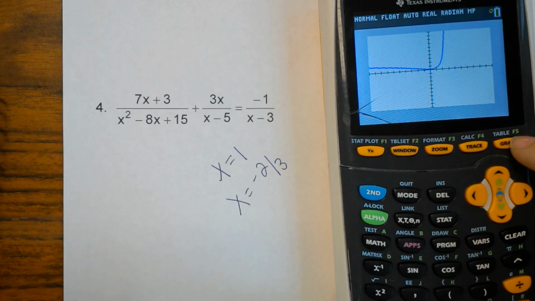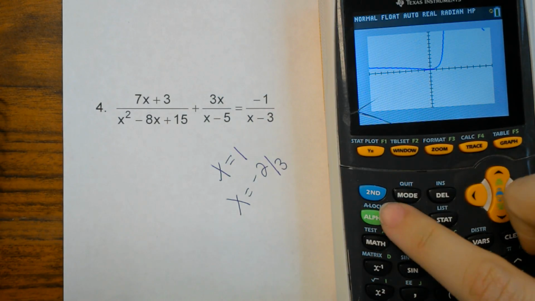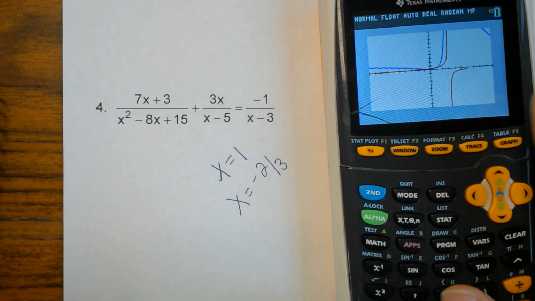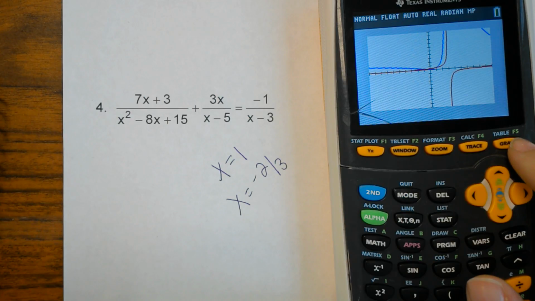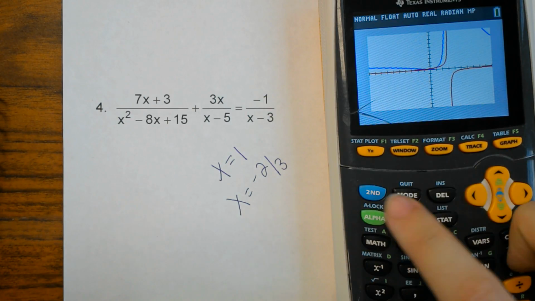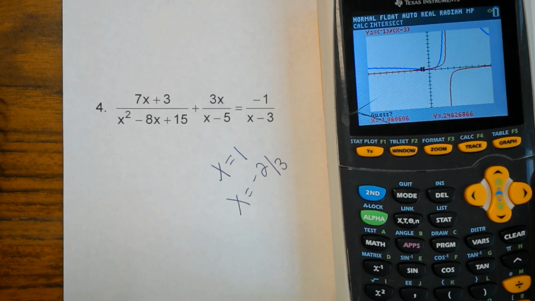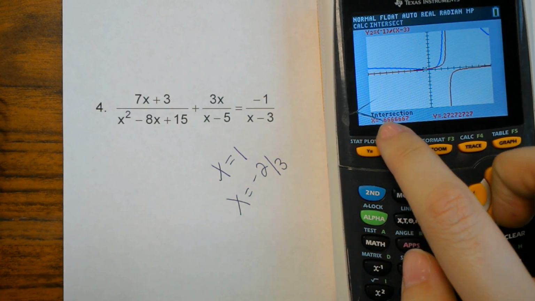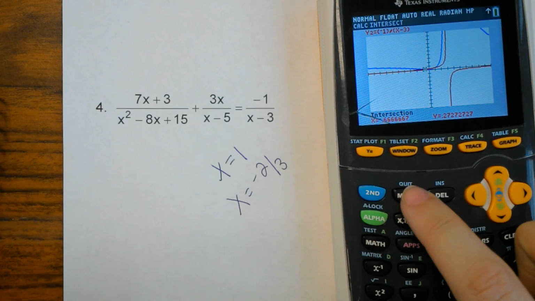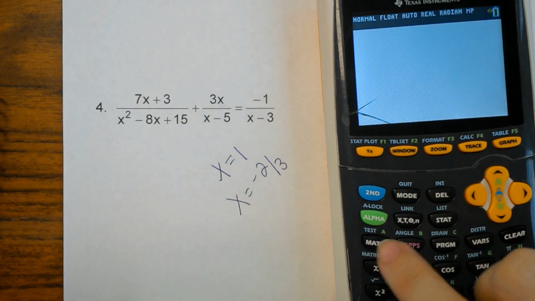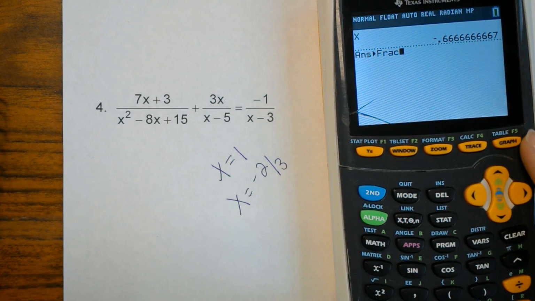And you can always graph it and do the second calc intersect. I want it to intersect over here somewhere and press enter 3 times. And it tells me some decimal, so I can go second mode and press X, and it gives me that number. So math frac, it's negative 2/3.